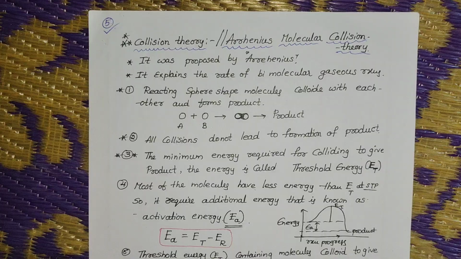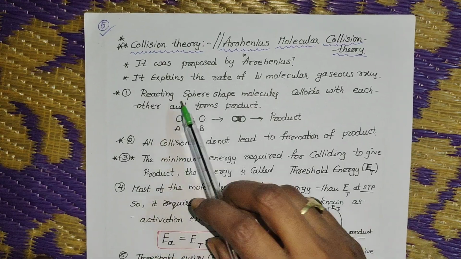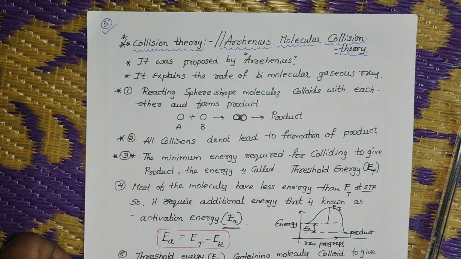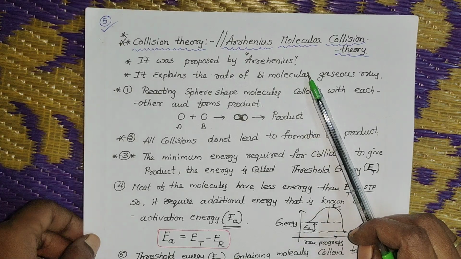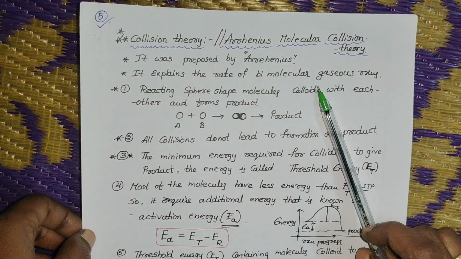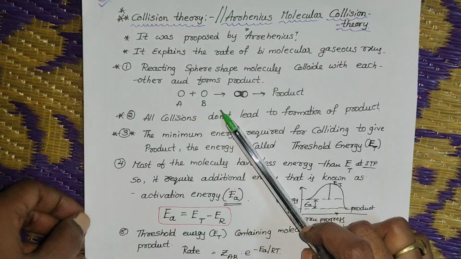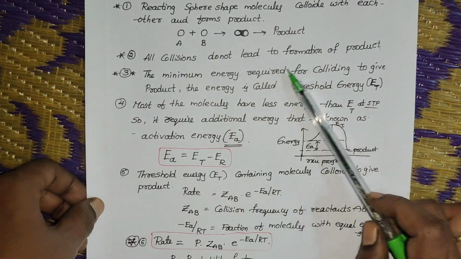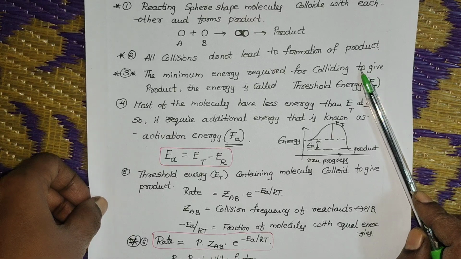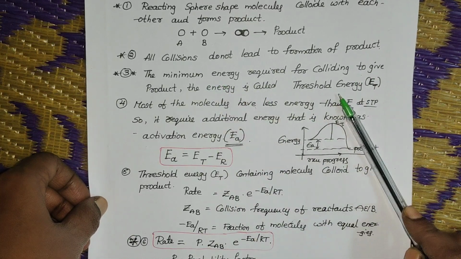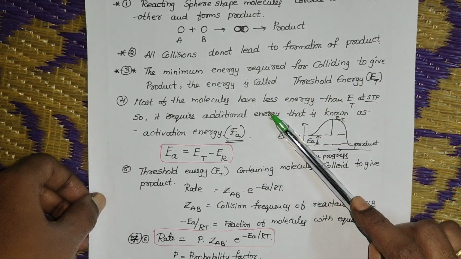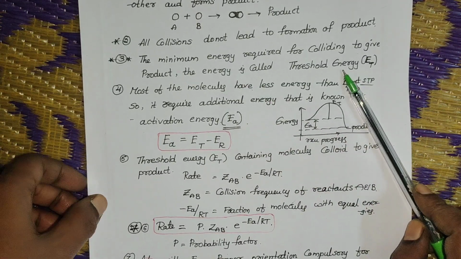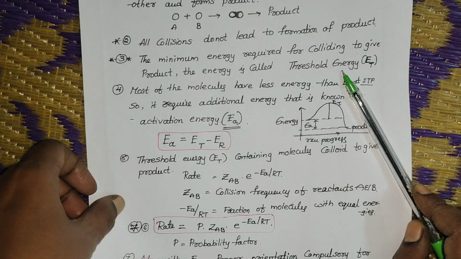Okay. And the second important LAQ, collision theory, or Arrhenius molecular collision theory. Already I explained it in the classroom. It was proposed by Arrhenius. So for bimolecular gases we have to take that both are spherical in shape and involved in the collision and give the product, but all collisions do not need to give product formation. Those which contain threshold energy are the only ones that will give the product. According to that, if the molecules do not have threshold energy, we have to add extra energy.